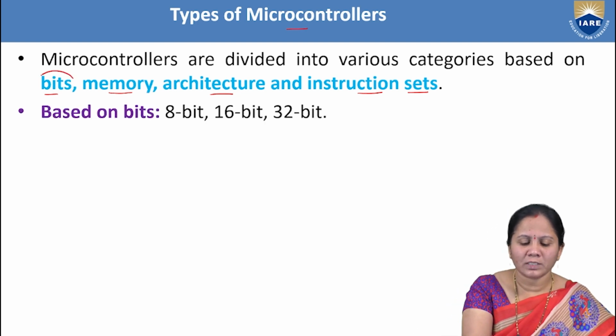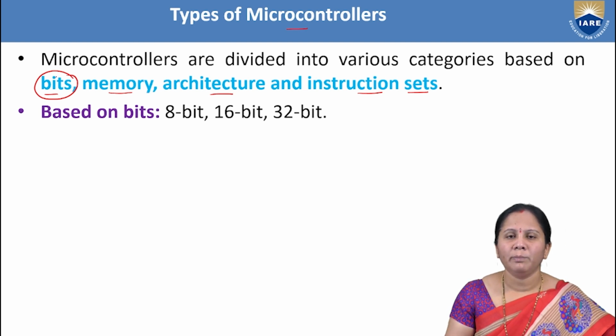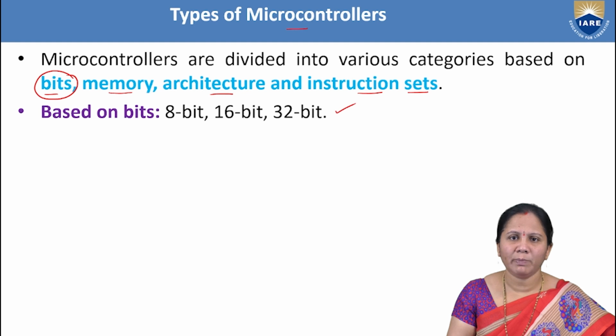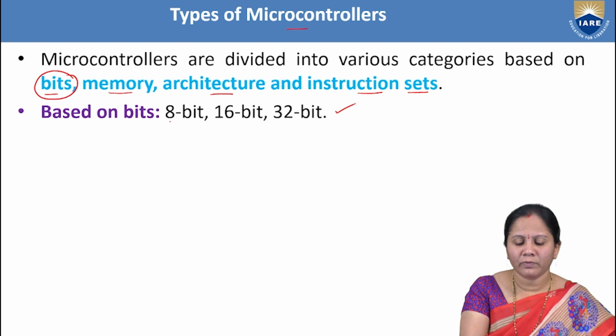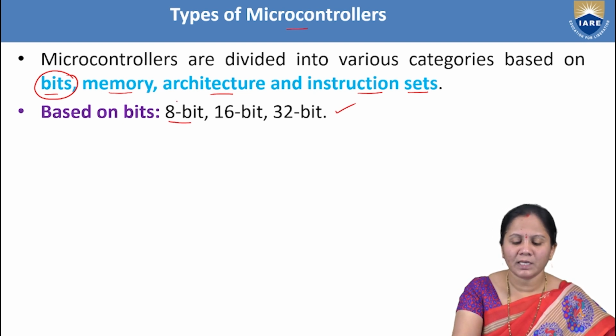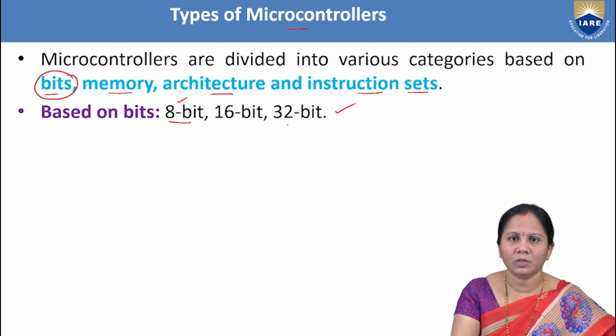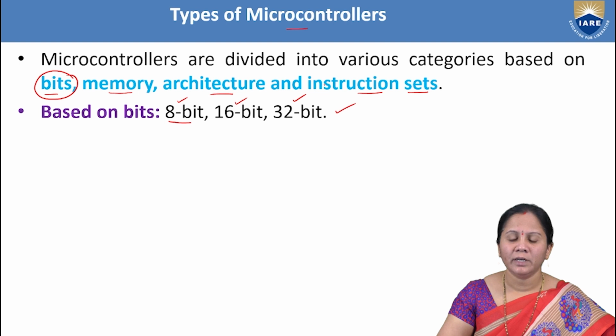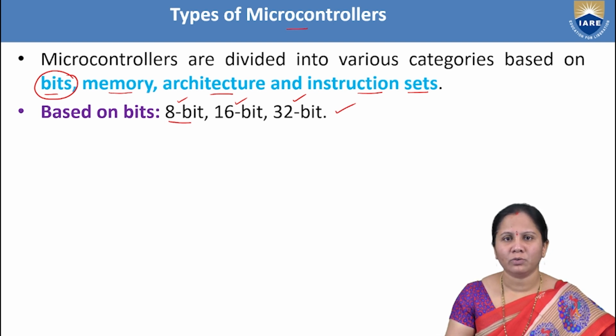Next, if you consider the first category, based on bits, the microcontrollers are classified into 8-bit, 16-bit, and also 32-bit microcontrollers. When we say that the microcontroller is 8-bit, it means based on the size of the data bus. If the data bus size is 8-bit, it is called an 8-bit microcontroller. If the data bus size is 16-bit, it is called a 16-bit microcontroller. And if the size of the data bus is 32-bit, it is called a 32-bit microcontroller.